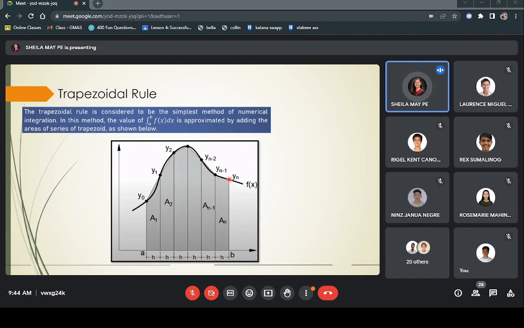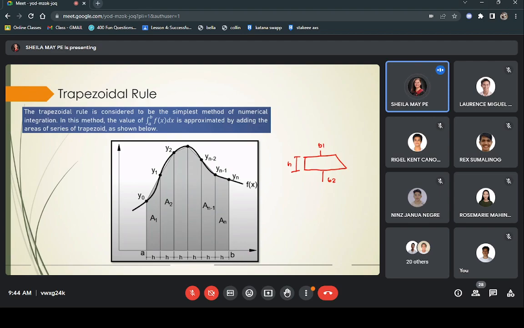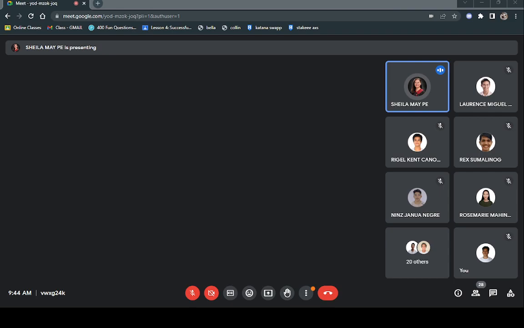Okay, our trapezoid, class, has two bases, right? Base 1, base 2, and we have here our height. Base 1, base 2, and that's our height here. That's for our trapezoid. In here, our trapezoid is somewhat tilted, okay? This picture here looks tilted.